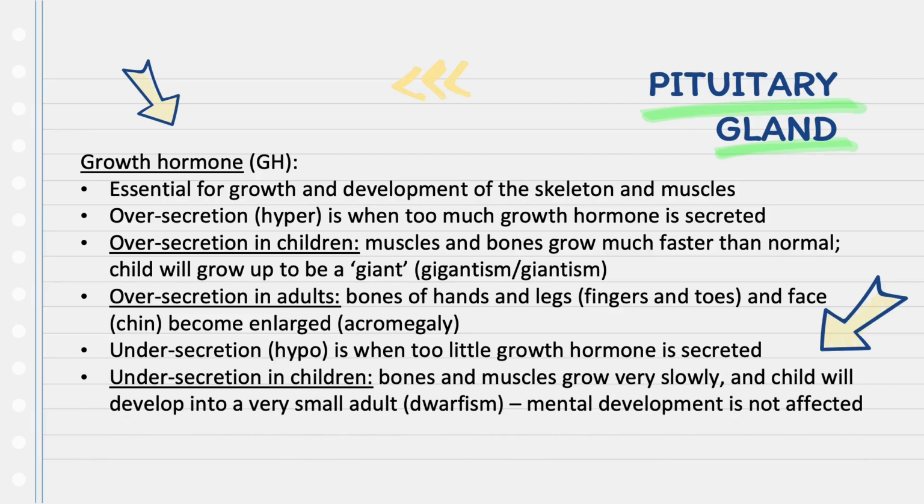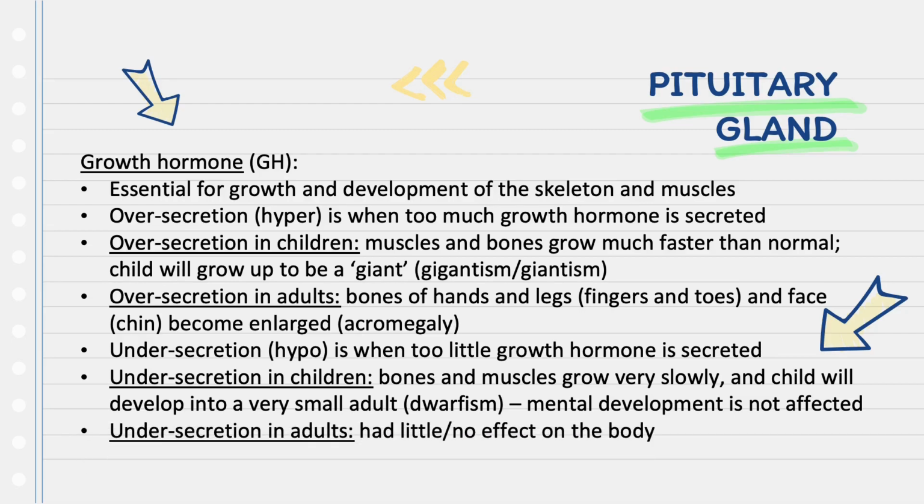Undersecretion in children can result in bones and muscles growing very slowly. The child will develop into a very small adult, dwarfism. Note that mental development is not affected. The undersecretion in adults has little to no effect on the body.